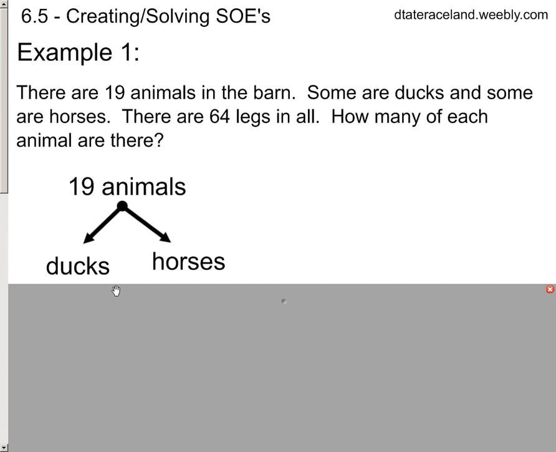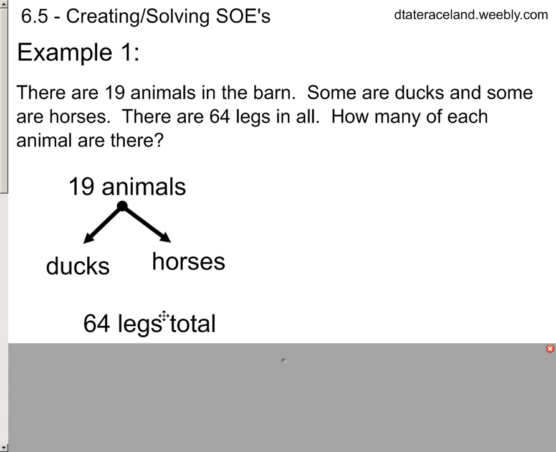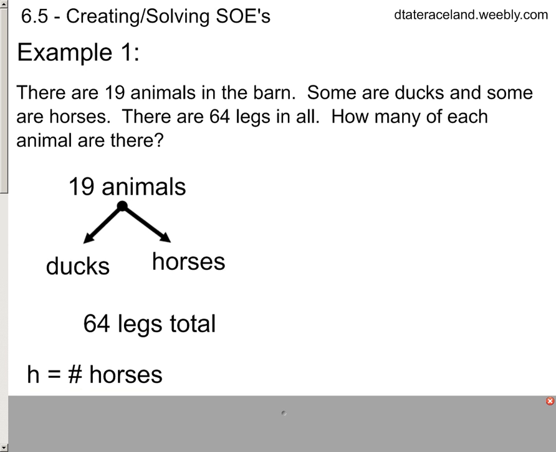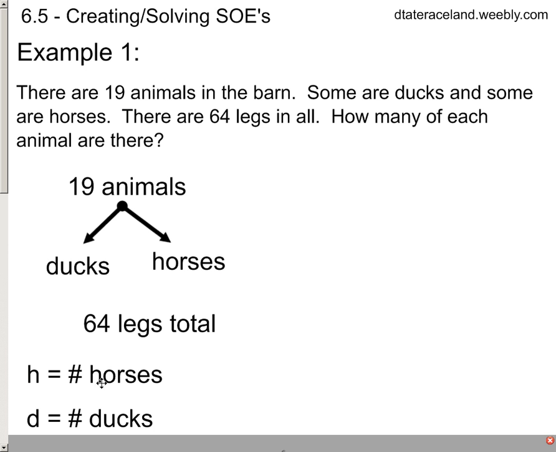I also know that there's 64 legs in all, so I'll write down 64 legs total. If I add up all the legs of ducks and all the legs of horses, it's 64. How many for each animal? Just to make sure I don't make a mistake about what my variables mean, I'm going to use H to equal the number of horses and D to equal the number of ducks. And now I can start putting it together.